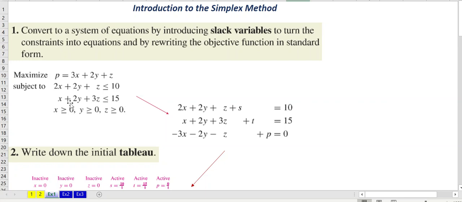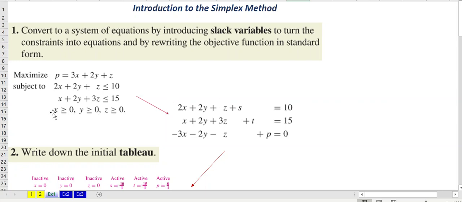And then we do the same thing for the second inequality. X plus 2y plus 3z is less than or equal to 15. And we're going to change that to equal 15. So we have to introduce another slack variable. We use a different slack variable for each constraint. So I'm going to use t for this one.